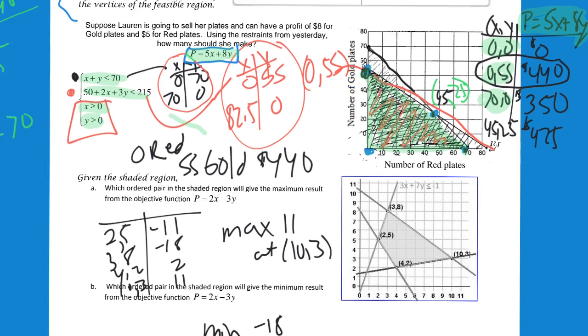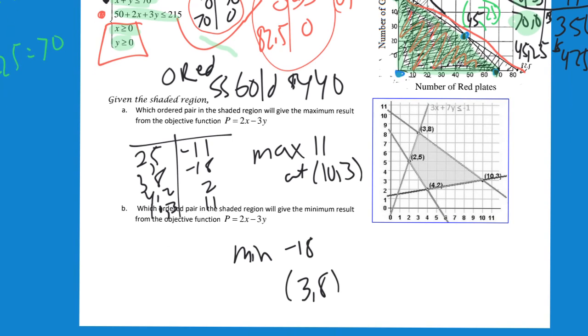Well, some of them aren't word problems, and that's fine, but you'll look at the darkly shaded region and say, okay, of those darkly shaded points, which one will help us to maximize or minimize the profit?